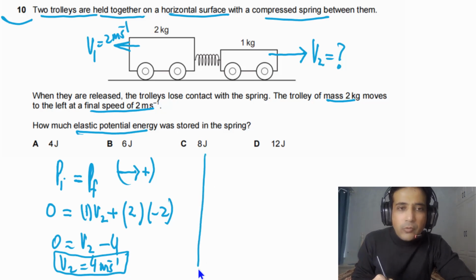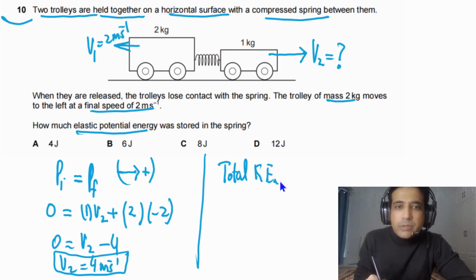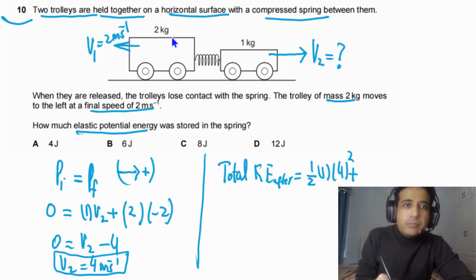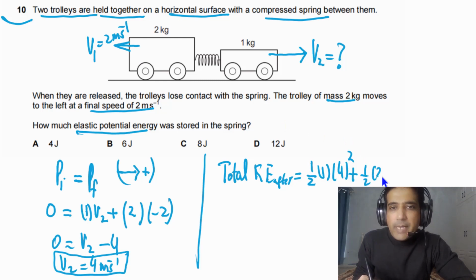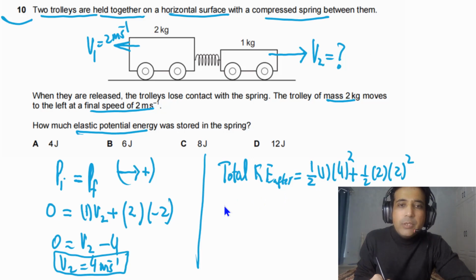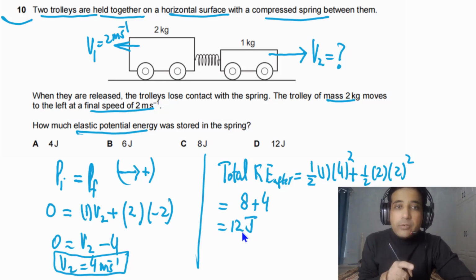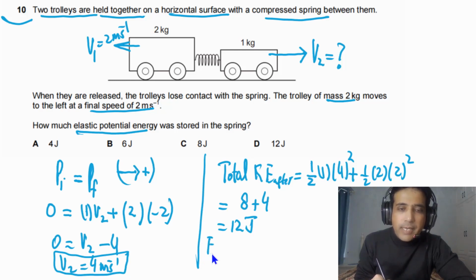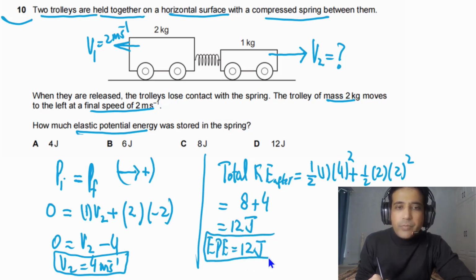Now we can calculate the total kinetic energy after. That will be equal to 1/2 m, the mass of this one, which is 1 kg, and the speed of this one is 4, so 4 squared, plus the kinetic energy of this trolley, which has mass 2 kg and speed 2. If we simplify, in this case we get 8, and in this case we get 4. So the kinetic energy is equal to 12 joules, and kinetic energy is equal to elastic potential energy. So EPE in this case will be equal to 12 joules. So this is how you can figure out the answer for this problem. The answer for this one is D.